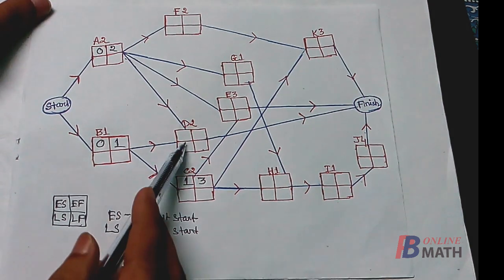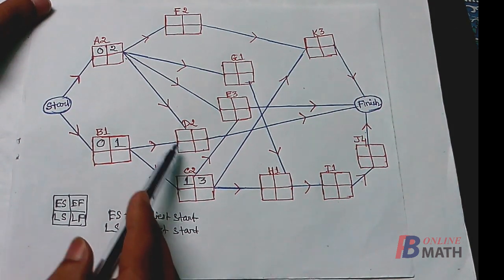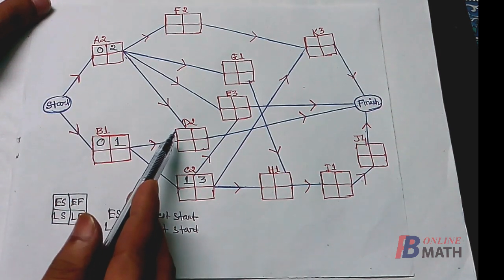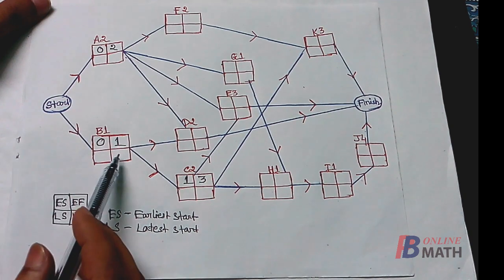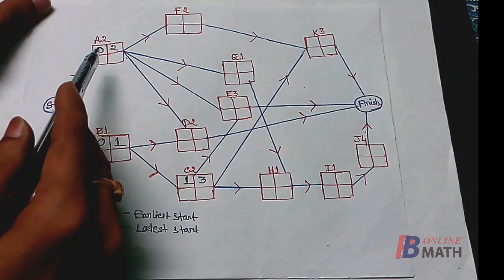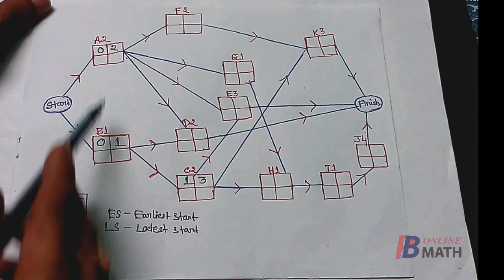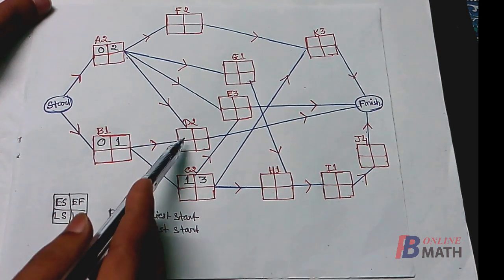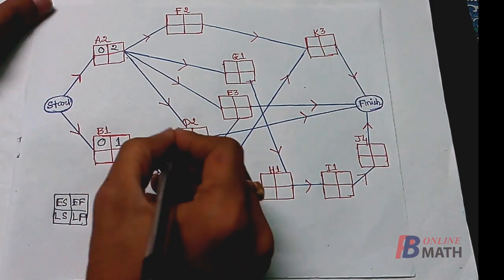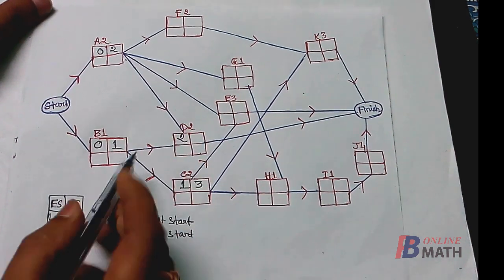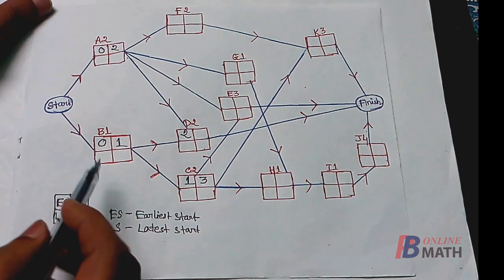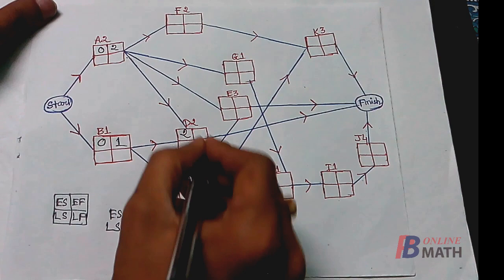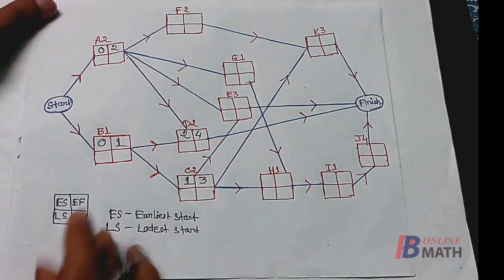Next, consider the activity D. It has two immediate predecessors A and B. So the activity D can be started only after completion of the activities A and B both. Now the earliest finish times of the activities A and B are 2 weeks and 1 week respectively. So the activity D can be started only after 2 weeks when both the activities A and B are done. Now D requires 2 weeks, so the earliest finish time of D is 2 plus 2, that is 4 weeks.